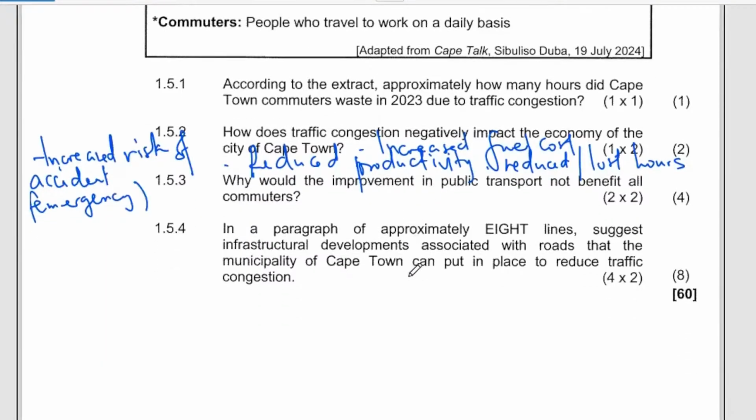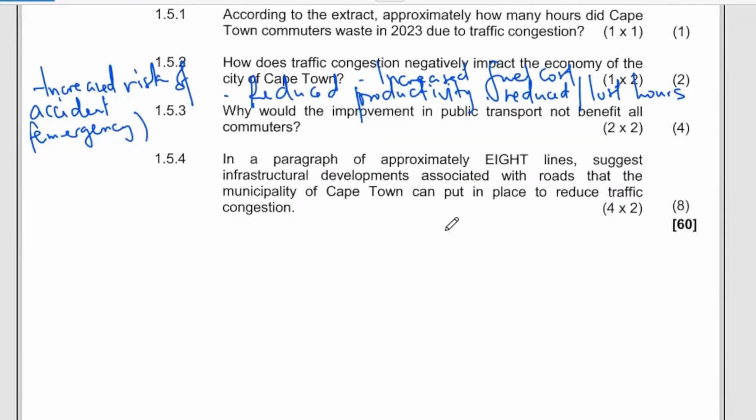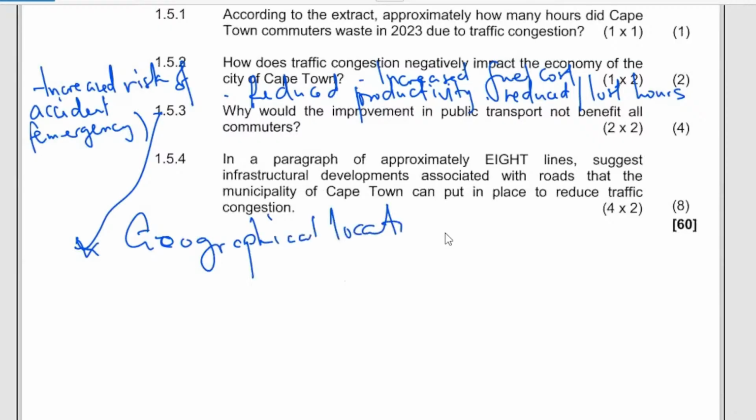Why would the improvement in public transport not benefit all commuters? If we try to improve public transportation, it is going to benefit some, but some are not going to benefit. Why is it like that? We look at aspects like geographical location. Some people cannot easily access the improved infrastructure because of their physical location. And for that reason, they cannot benefit.